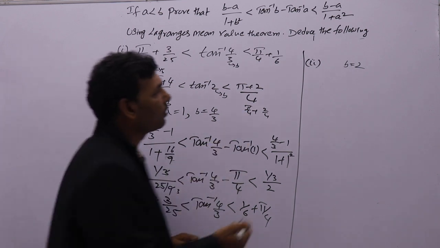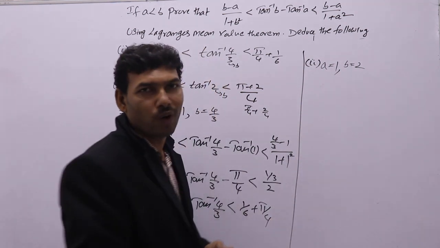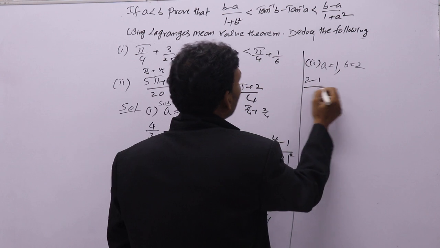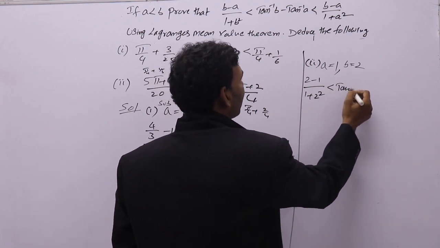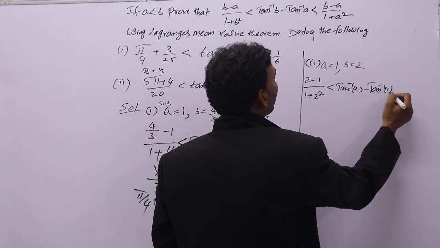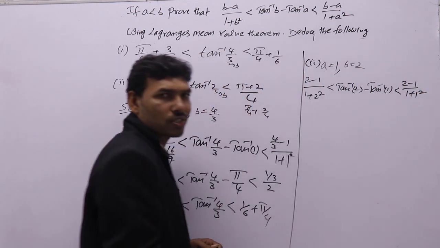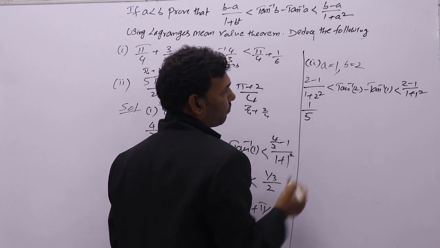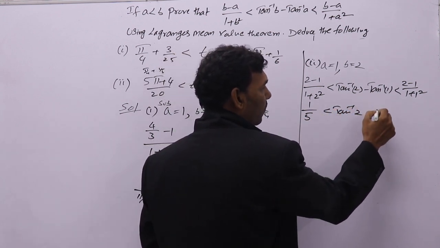What is tan pi by 4? Tan pi by 4 is 1. That's why take a value 1, b value 2. Now substitute. If you substitute, what will you get? (2 minus 1) by (1 plus 2 square) less than tan inverse 2 minus tan inverse 1 is less than (2 minus 1) by (1 plus 1 square). 2 minus 1 is 1, 1 plus 4 is 5, less than tan inverse 2. This one is 5 by 4.